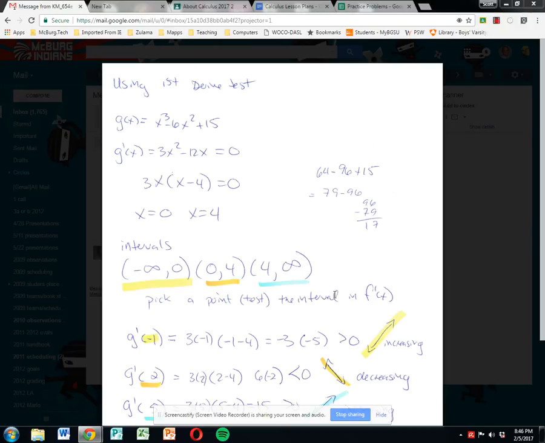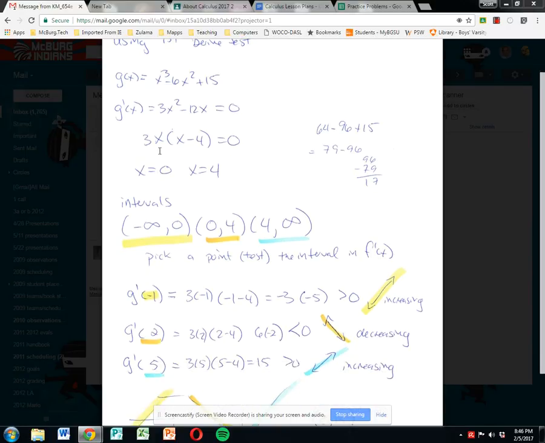All right, let's walk you through at least one application of the first derivative test. If we have this function g of x, which is a polynomial of degree 3, and we take the derivative, we get 3x squared minus 12x. If we set the derivative equal to 0 and factor, we can factor a common factor of 3x out, which leaves us with 3x times (x minus 4) is equal to 0.